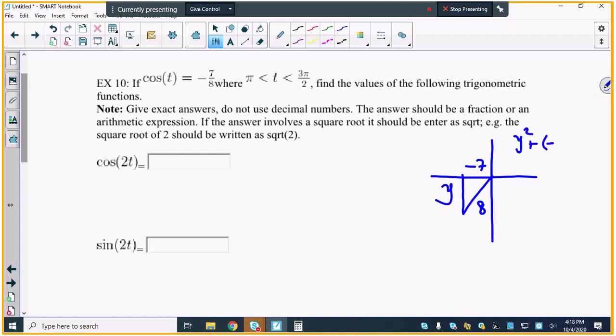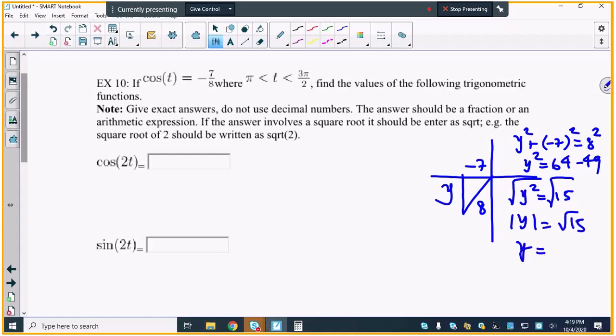So y squared plus -7 squared is 8 squared. So I get y squared equal to 64 minus 49, and y squared is 15. So square root of y squared is absolute value of y equal to square root of 15. But y being negative in third quadrant, my answer is negative square root of 15.